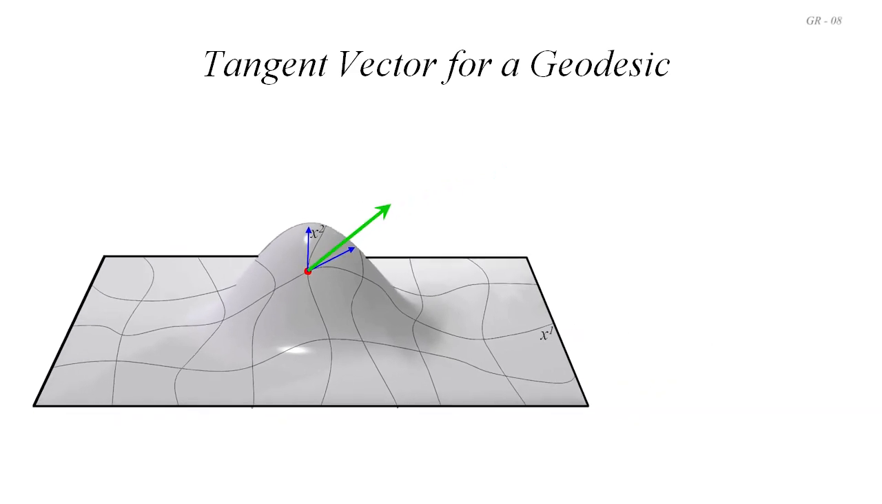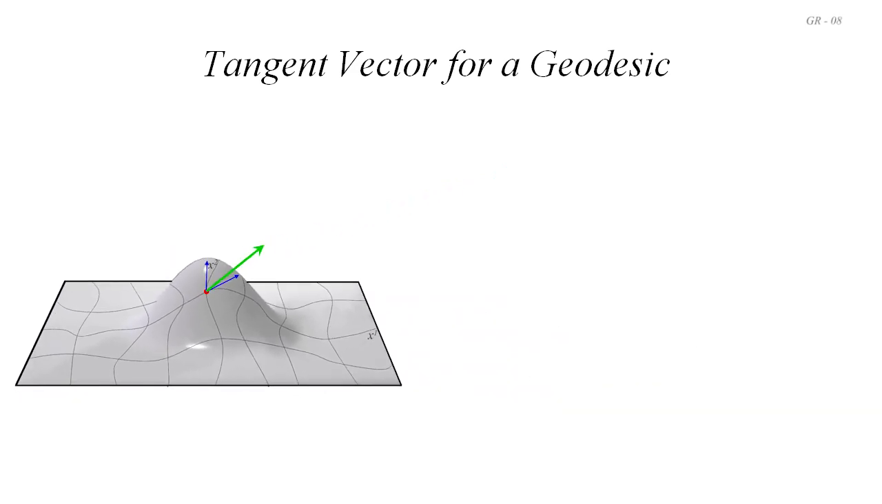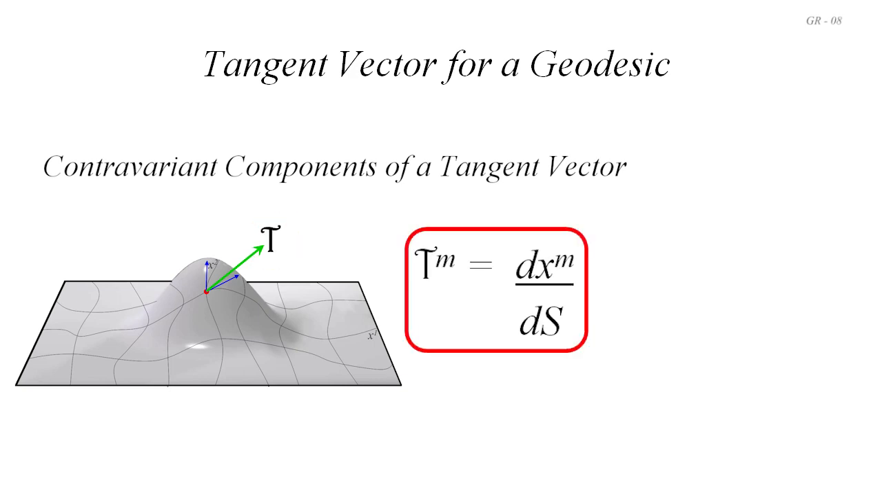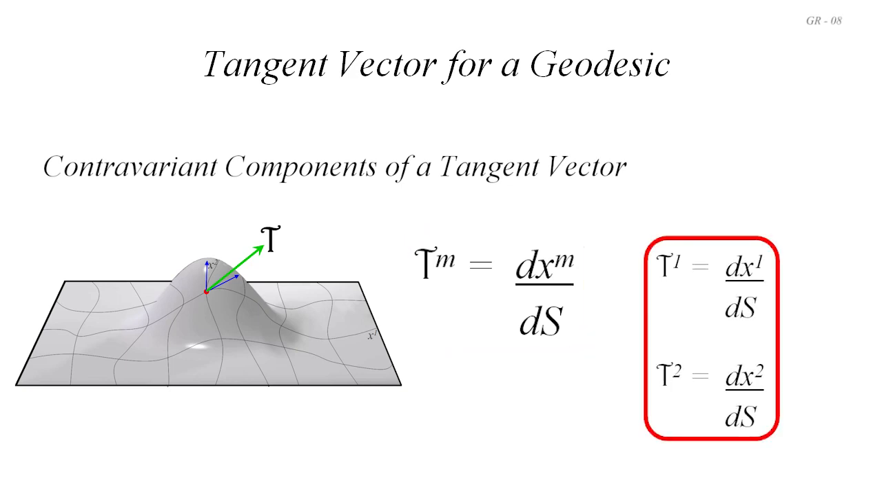Now it turns out, and we'll prove this in a moment, that a useful expression for the contravariant components of such a tangent vector is this expression, written in the Einstein notation form. Now don't worry if this seems a bit strange, it's actually quite simple. For a start, in two dimensions it would represent two such contravariant components for this green vector, one in each of the axis directions x1 and x2.